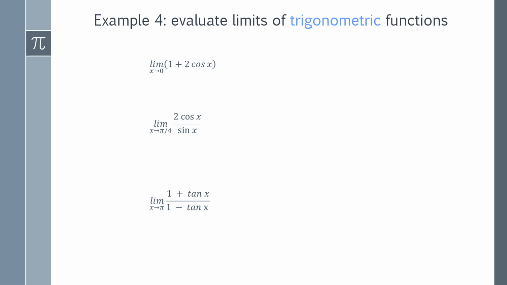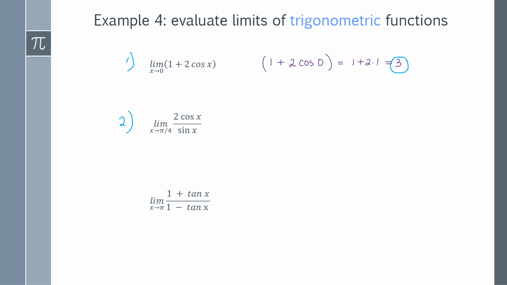This one says limit as x goes to 0 of the expression 1 plus 2 cosine x. Now, cosine x is defined for all values of x, so there is no issue here. We can just go ahead and evaluate it. So this will be 1 plus 2 cosine of 0. We know that cosine of 0 is just 1, so the final answer is 3. Okay, let's take a look at the second problem.